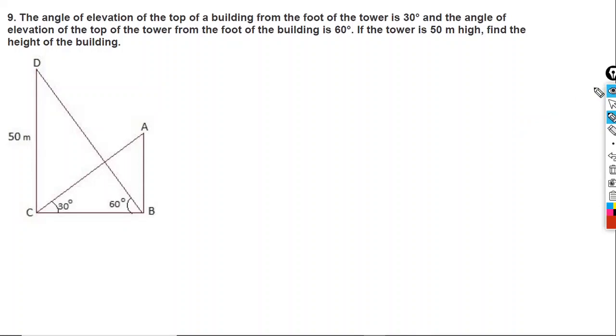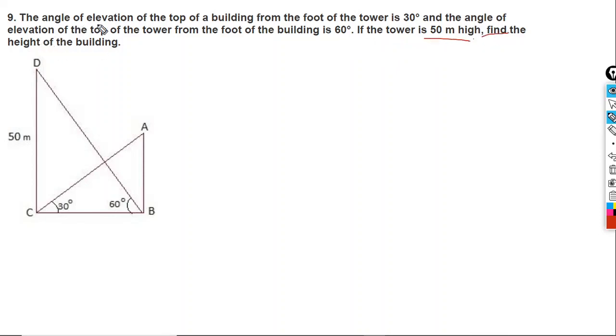So let's see it. Question number 9. The angle of elevation of the top of a building from the foot of a tower is 30 degrees, and the angle of elevation of the top of the tower from the foot of the building is 60 degrees. If the tower is 50 meters high, find the height of the building.